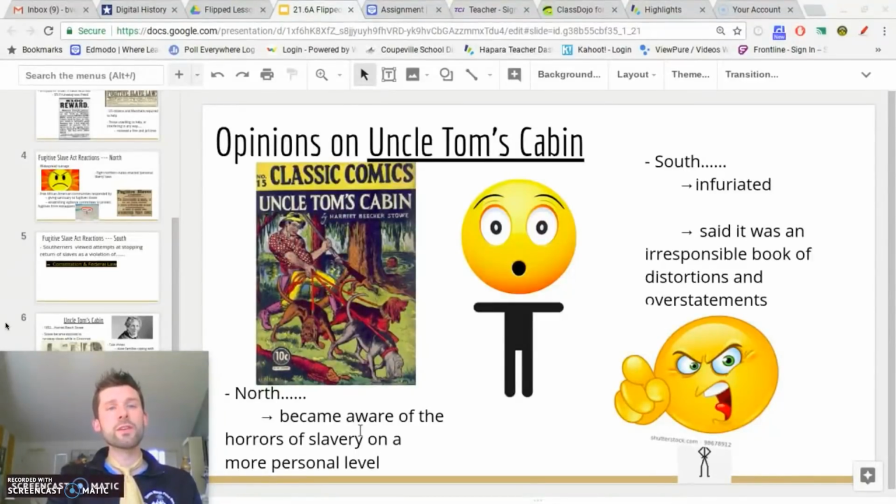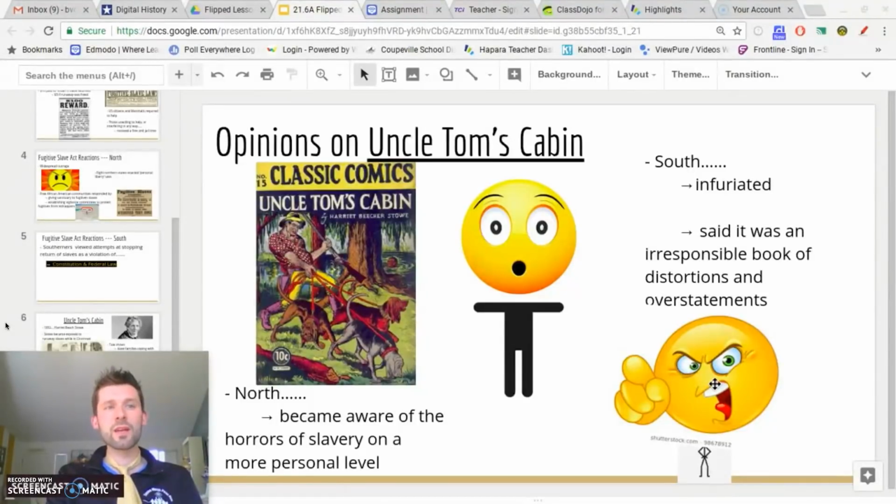In the North, readers became very aware of the horrors of slavery on a much more personal level than they ever had before, because through this story and the subsequent plays that were created from the novel, people really got to see how families were torn apart and they saw slaves as human beings. The South, however, was infuriated.